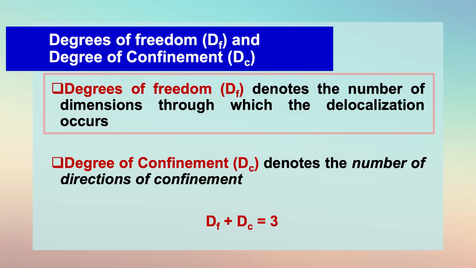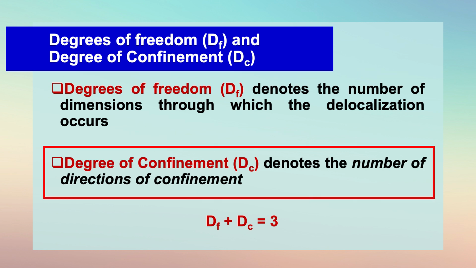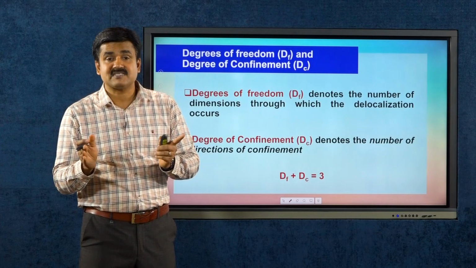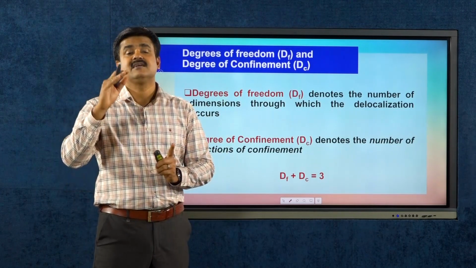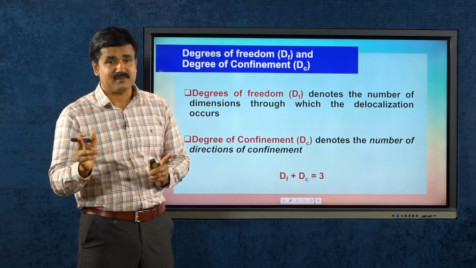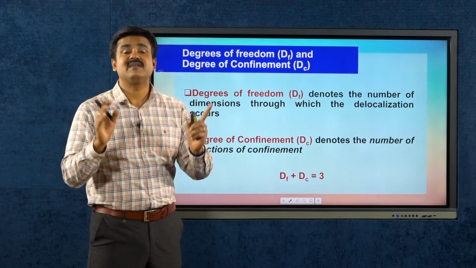Degrees of freedom denotes the number of dimensions through which delocalization occurs. That means number of bulk dimensions, that is dimensions outside the nano. Degrees of confinement denotes the number of directions that are confined. That is, degrees of confinement simply represents dimensions inside nano. Degrees of freedom represents number of directions outside nano. You know there are three spatial dimensions. So, degrees of freedom plus degrees of confinement equal to 3.